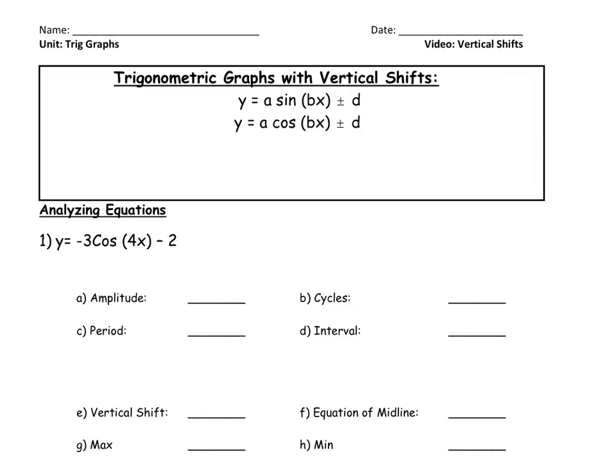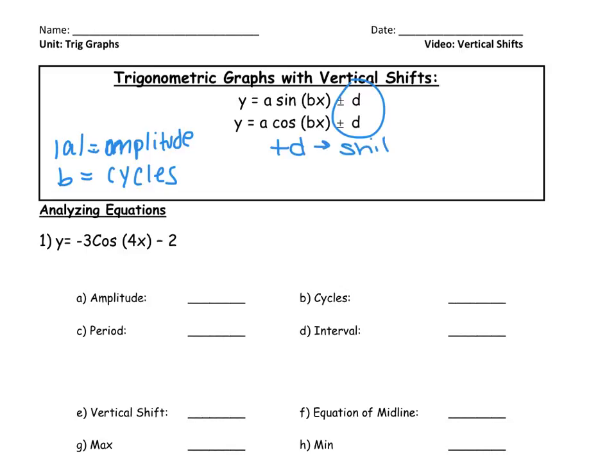So we know that the absolute value of a is the amplitude. We know that b is the number of cycles. And now we just need to talk about this component at the end, the plus or minus d. If we have a plus d, that means we're going to shift the graph up. If we have a minus d, that means we're going to shift the graph down.